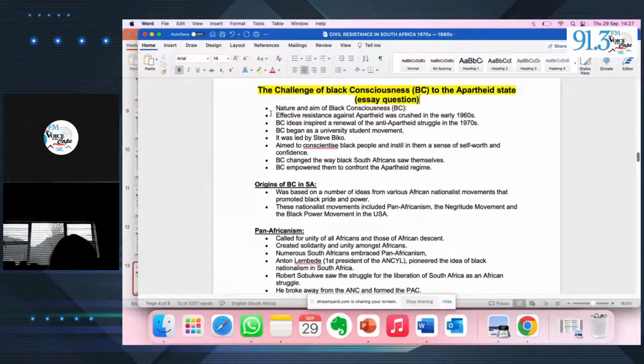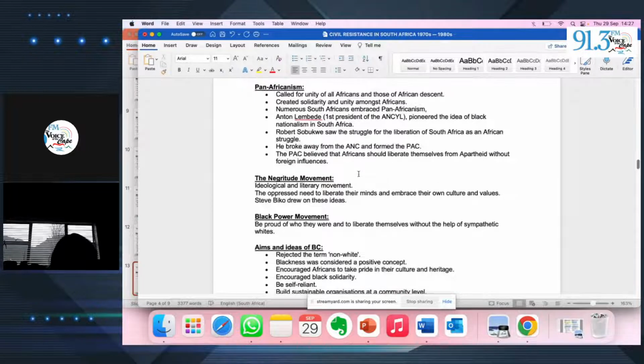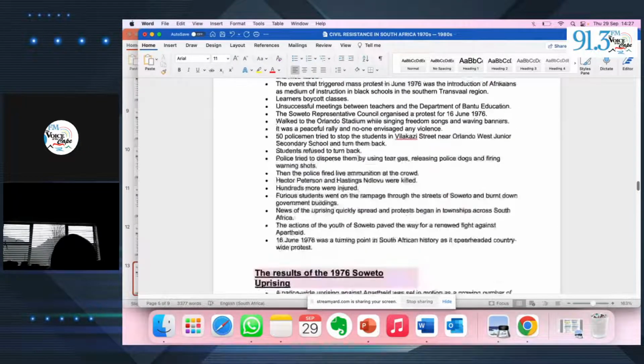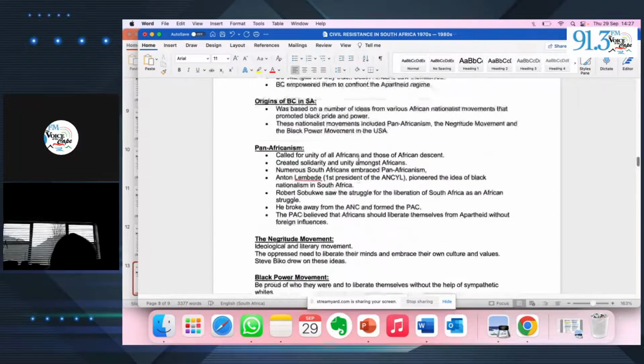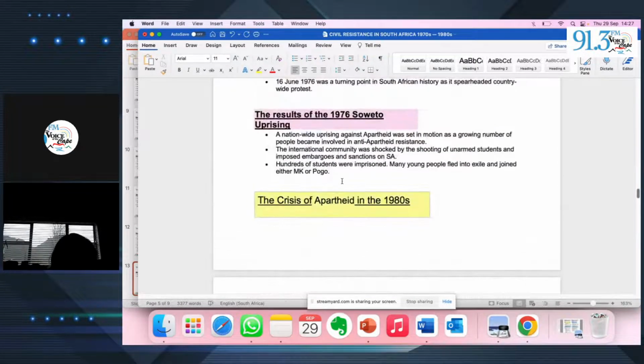So what we're going to talk about is the nature and aim, the origins, and then also the major players in Black consciousness. So Steve Biko, and then the 1976 Soweto Uprising. So for your essay, you would have to talk about the things on these 2 pages.